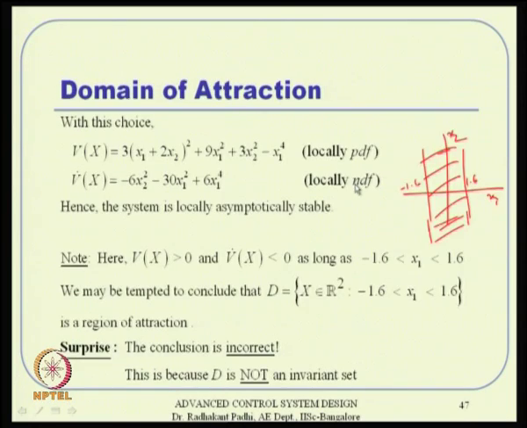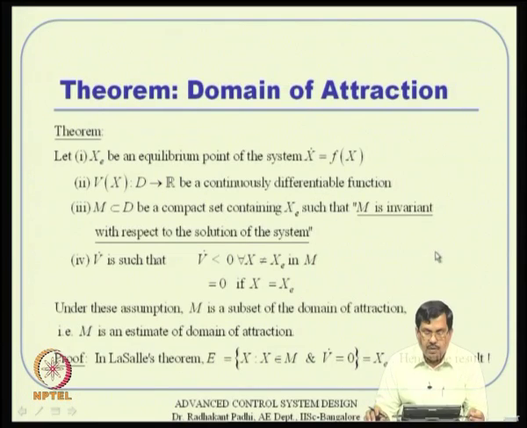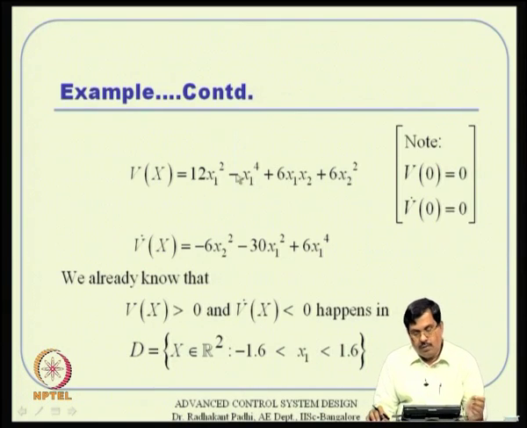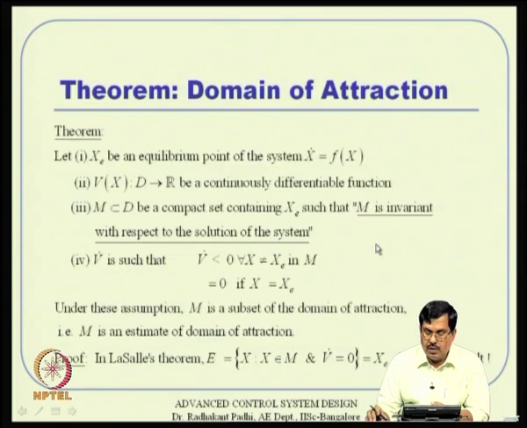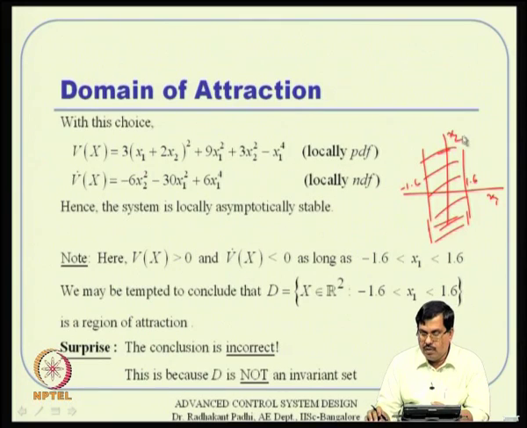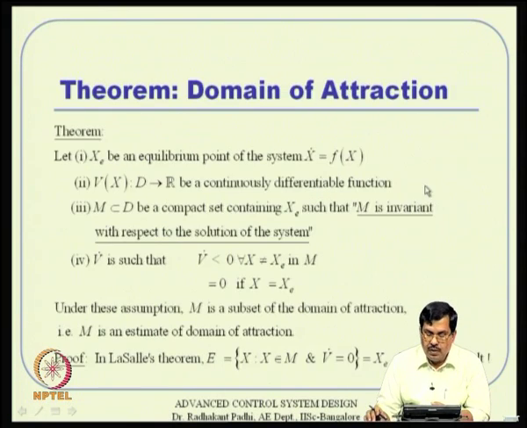Okay, we will continue with that example. V and V dot happen to be like that, and V dot is less than 0 as long as this condition is satisfied. Now, let us examine a little bit further. Take V of x like that and V dot is already like that, as we already know. So, what we do here is consider x 1 equal to 1.6, and x 1 equal to minus 1.6 also later. So, we are examining the situation on the boundary line.